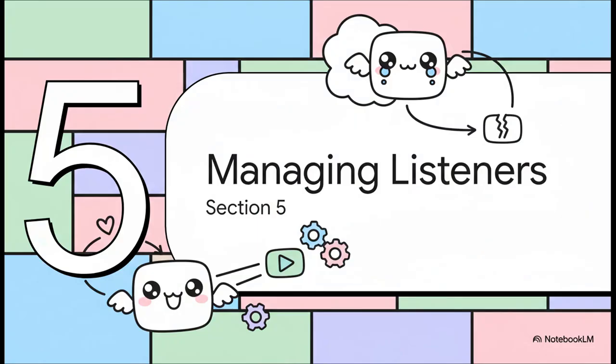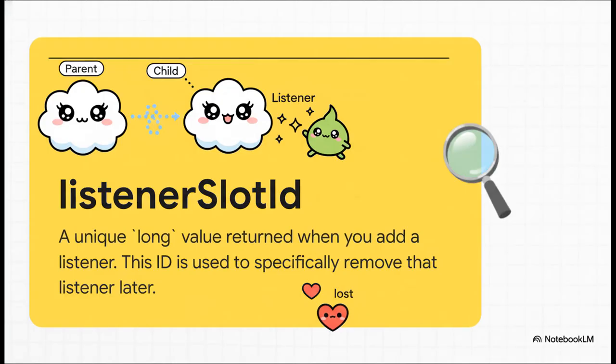Okay, so adding listeners is awesome, but good software development means we also have to clean up after ourselves, right? So let's talk about how to properly manage these listeners so you don't end up with memory leaks or weird bugs. So remember that long value we got back earlier, the listener slot ID? Think of it like a coat check ticket. It's a unique handle for the specific listener you just created. You need to hold on to that ticket because it's the only way to tell the framework exactly which listener you want to get rid of later.